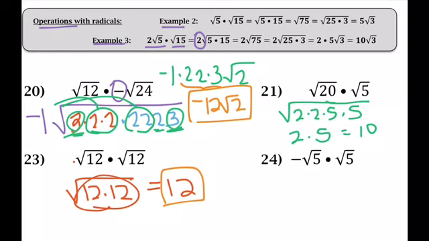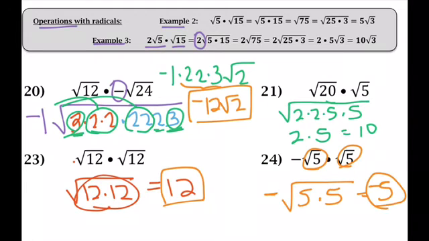On number 24, kind of the same idea. You've got a negative, and that's still outside, but then you've got square root of 5 times square root of 5. If you want to look at it as square root of 25, then you've got negative, and square root of 25 is 5. Or you could write it as square root of 5 times 5, and take out a pair of 5's. Either way you look at it, there are some ways that you'll see are a little bit easier as we keep having more experience with this. But that's how you multiply radicals. We're going to do that a lot, and it's really the easiest operation.